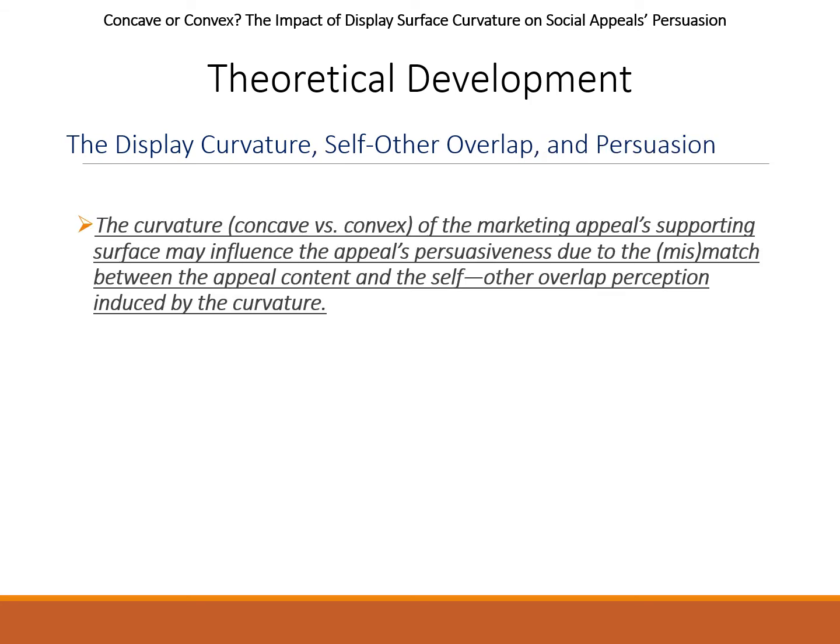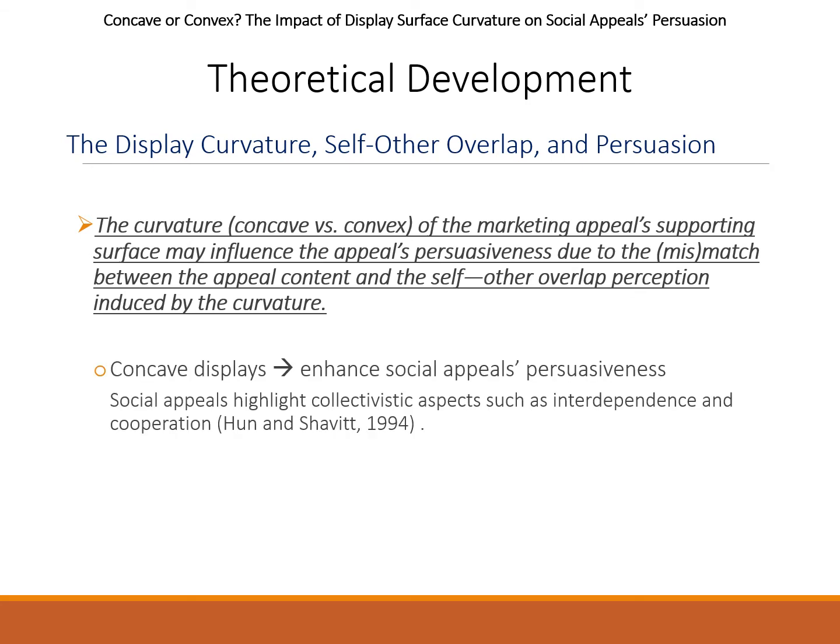Okay, so we further propose that the curvature of display surface will influence the appeal's persuasiveness due to the matching effect. In other words, if the appeal content is matched with the self-other overlap perception, then the persuasion is stronger. We specifically propose that marketing messages are more persuasive on the concave display when persuasion materials contain social appeals.